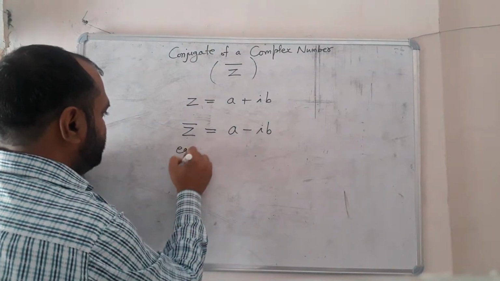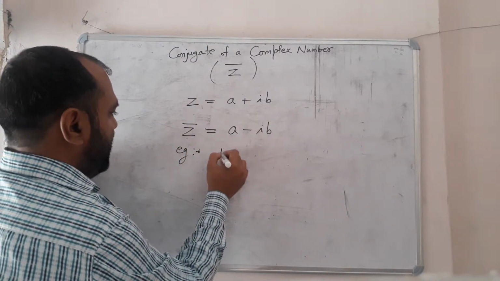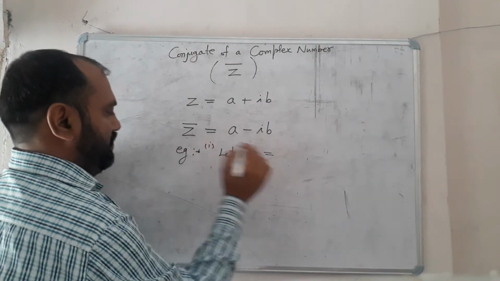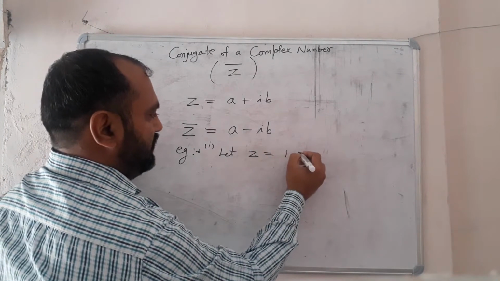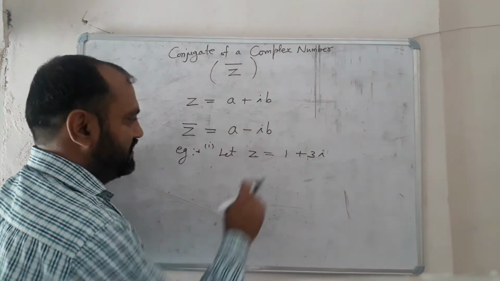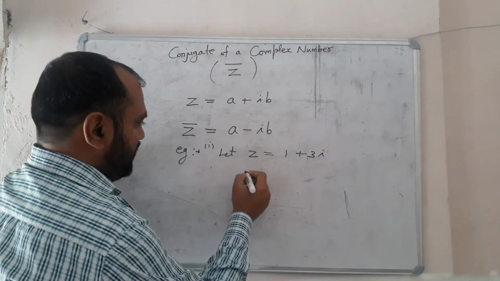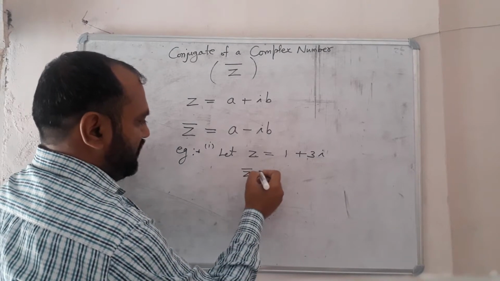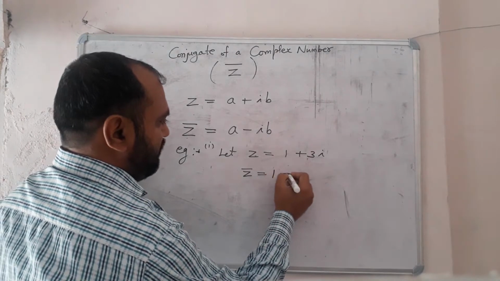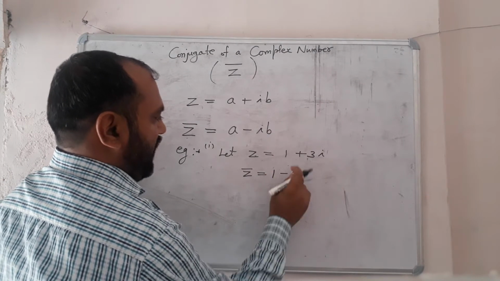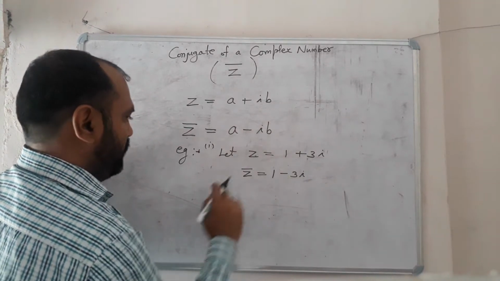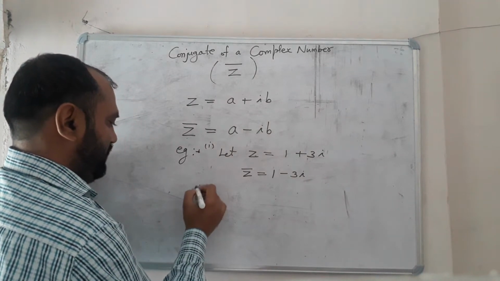For example, let Z is equal to 1 plus 3 iota. This is the complex number. Whenever you find the conjugate of this complex number, its value is 1 minus 3 iota. I am changing this plus to minus. So this is the conjugate of a complex number.